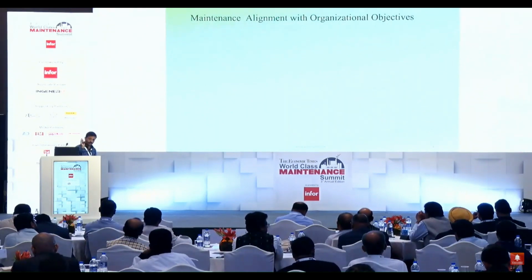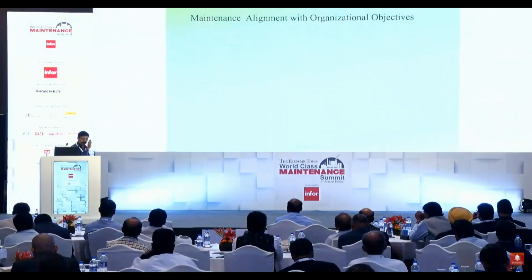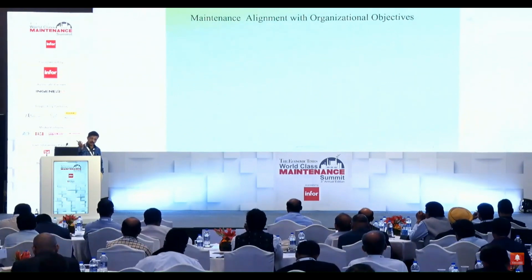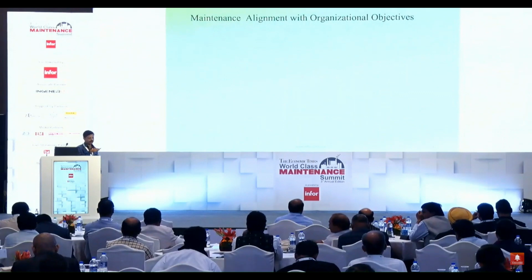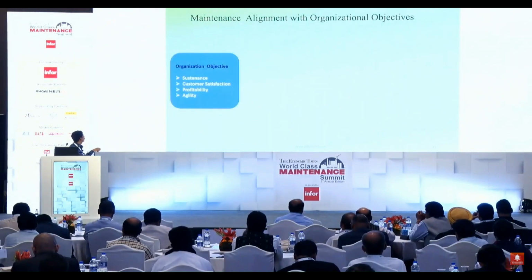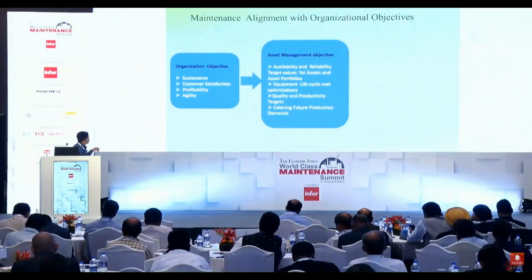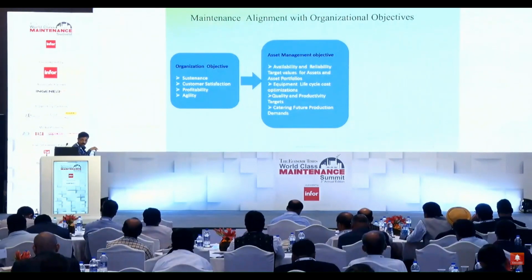So this is the starting point of what we call asset management. Asset management is not only a maintenance activity within a maintenance department, it is an interdepartmental, management-supported, balanced activity. Asset management takes care of machinery plus finances, risk, production, reputation, everything. Generally, organization objectives are sustenance, customer satisfaction, profitability, agility. These are the general organization objectives.